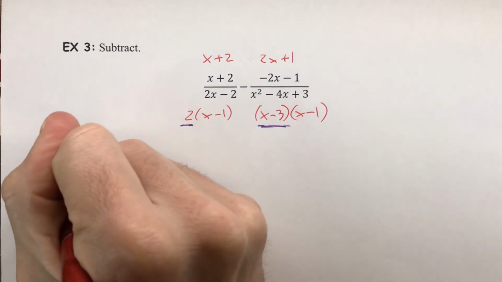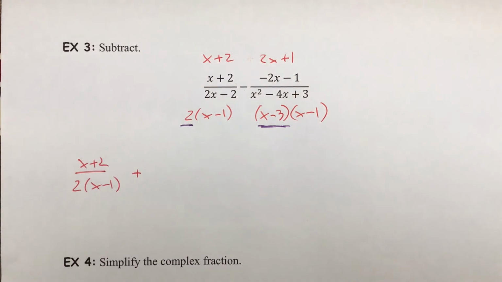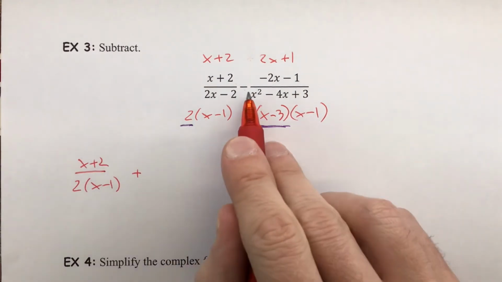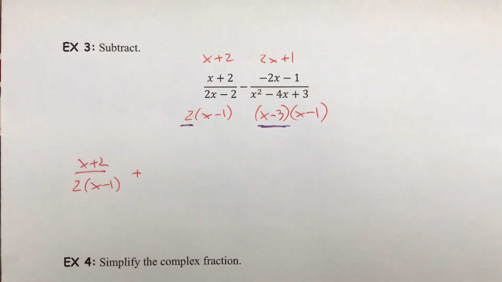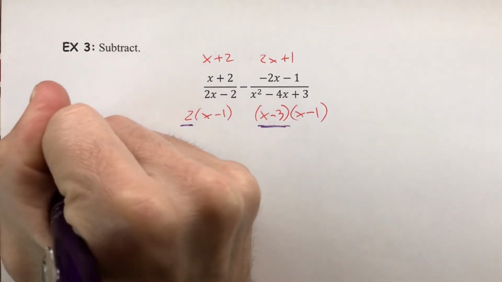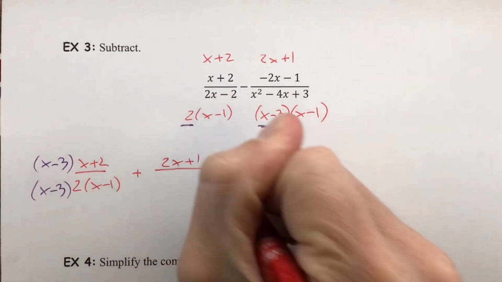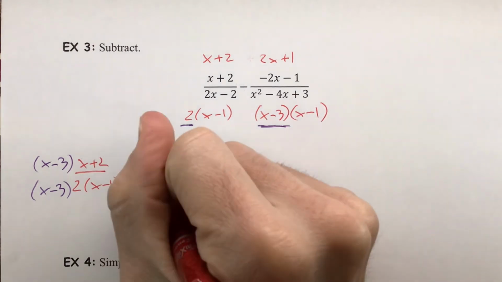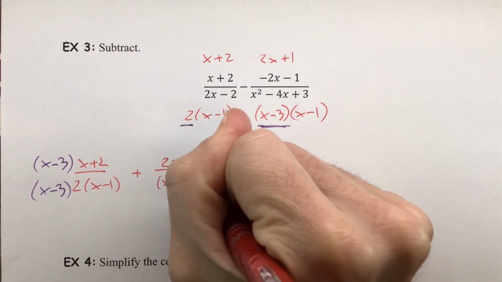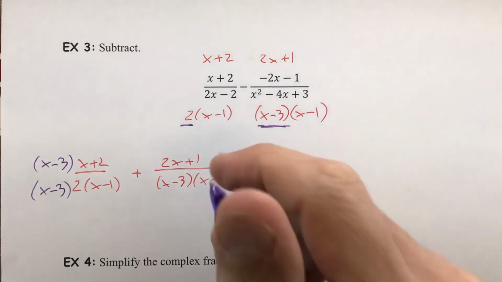The bottom is going to have a 2, x minus 1. And we're already going to change this to addition because I already distributed that in. Okay, the new factors that this is going to gain are going to be x minus 3, top and bottom. Okay, so the second fraction, 2x plus 1, you've got these already, but it is going to gain the 2.